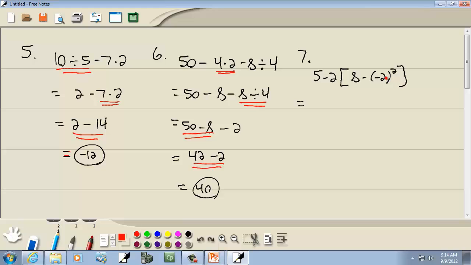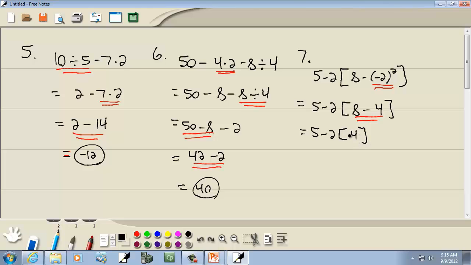You know, there's no parentheses. Excuse, exponents. Well, we have an exponent here. We have negative 2 to the second power. Everything else carries down. Negative 2 to the second power, negative 2 times negative 2 gives us a positive 4. Now I'm still doing what's inside the brackets, and the last thing to do inside the brackets is addition and subtraction. 8 minus 4 gives us 4.